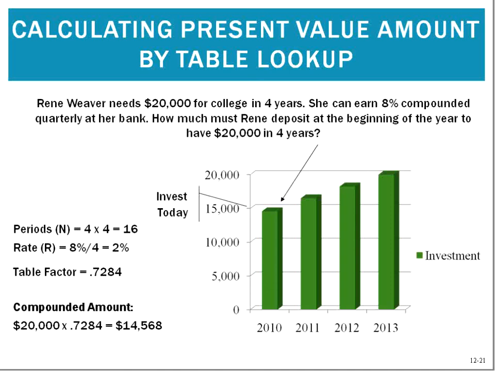That's step number 3. Step number 4, you want to multiply the amount. So you have your 20,000, multiply that by your table value, and you'll get 14,568. So that just means that if she wants to have 20,000 in 4 years, today she needs to invest 14,568 so that when it gets 8% every quarter, she will have that 20,000 at the end of 4 years. So that was the last slide for this chapter.